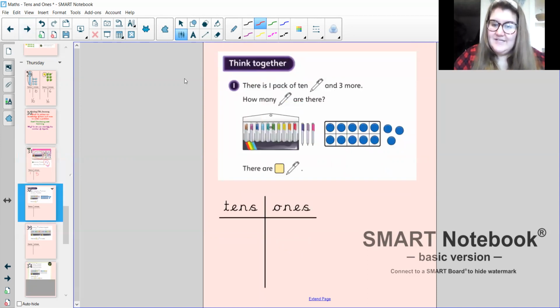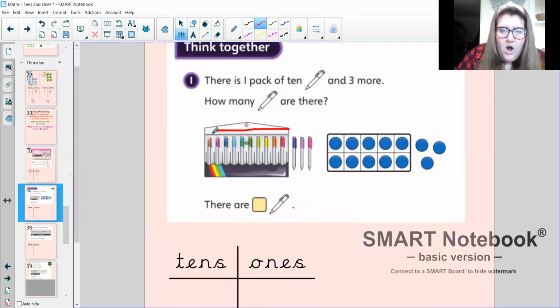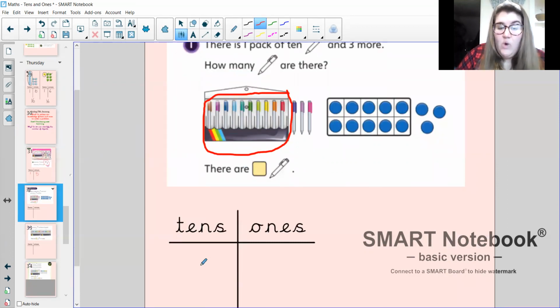So let's look at this question. There is one pack of 10 pens and 3 more. How many are there? So we've got one, let me zoom in again. That's better. We've got one whole pack full of 10. Okay, so we've got 10. We've got one group of 10. How many ones have we got here on the outside? How many have we got? Well done if you said 3.